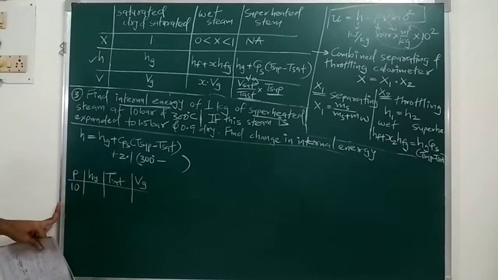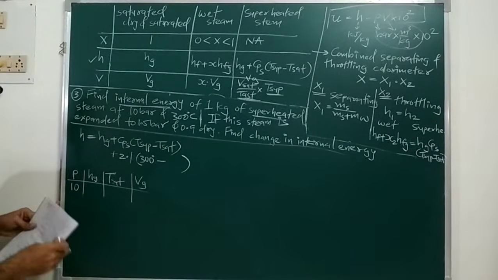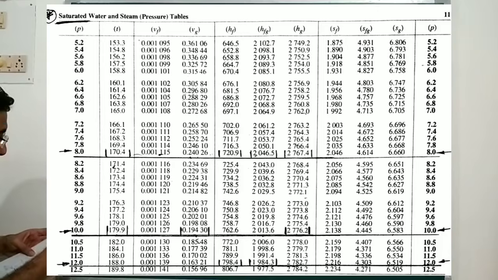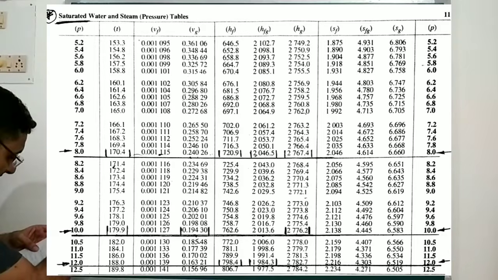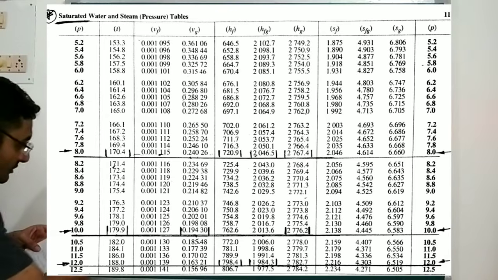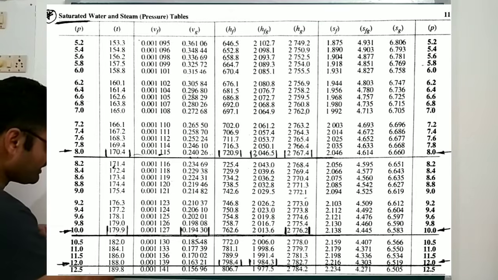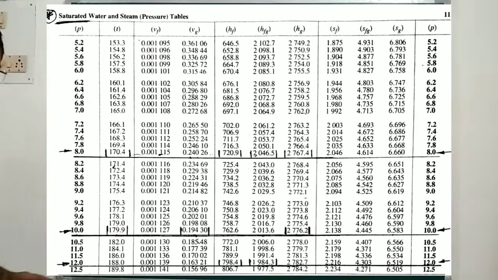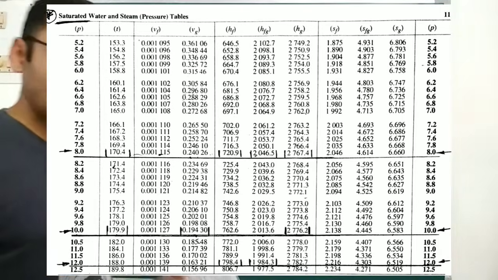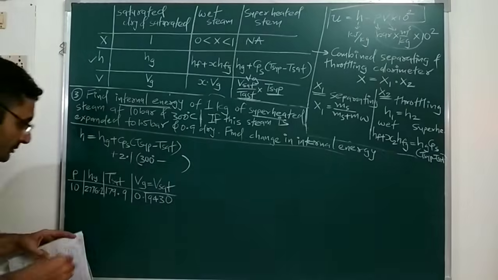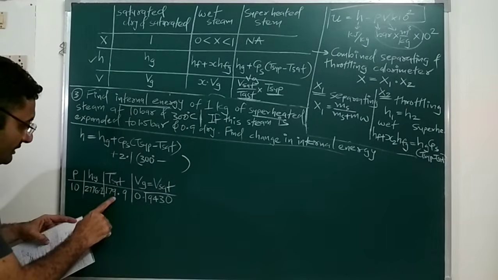So I am going to display this steam table on your screen. In front of 10 bar pressure, the saturated temperature you can see is 179.9. Then Hg you are getting as 2776.2. Then Vg you are getting as 0.19430. Now that Vg is also known as V saturated. Now I hope you have seen each and every value, so I am going to remove that. 3, 2, 1. Come on the board. Now over here, T saturated value is how much?